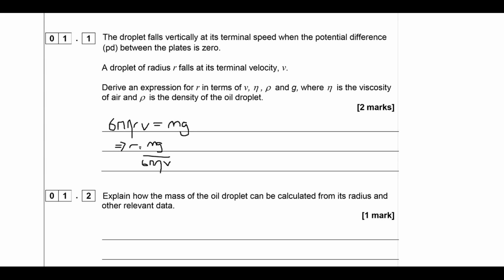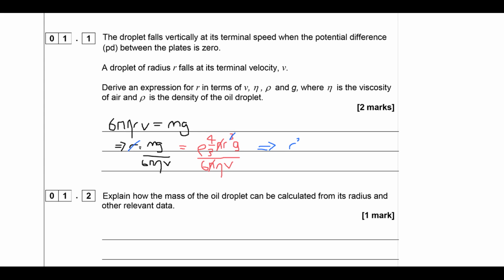Next, we can replace the mass with the density times the volume. So that's what I'm going to do. We're going to have density times 4 over 3 pi r cubed times g, over 6 pi eta v. We can cancel out the pi's, and we're actually going to need to rearrange now because we've got r on both sides of the equation. So we cancel the r on the left with one of these, and then we're going to start moving stuff over.